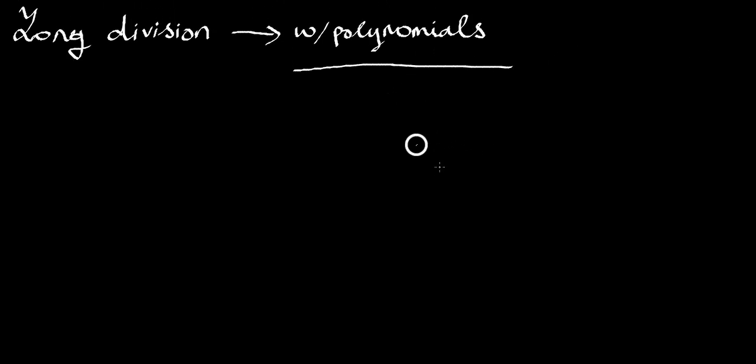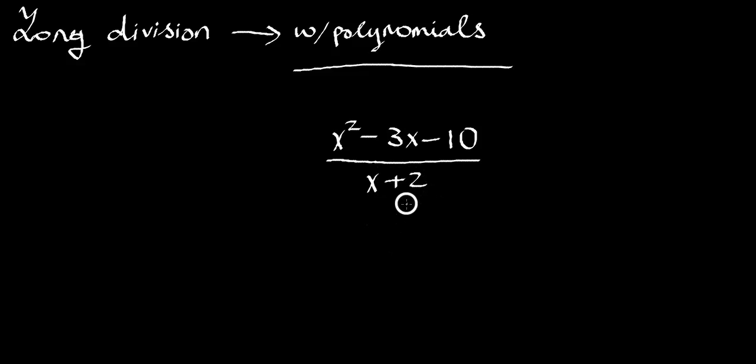What's a polynomial? I'll give you an example of a polynomial. x squared minus 3x minus 10, right? This is a normal polynomial. And sometimes these polynomials get divided by something. Say x plus 2. Okay, you might think, well, yeah, you can factor this, but how would you actually divide it? If you needed to use long division, how would you set this up?